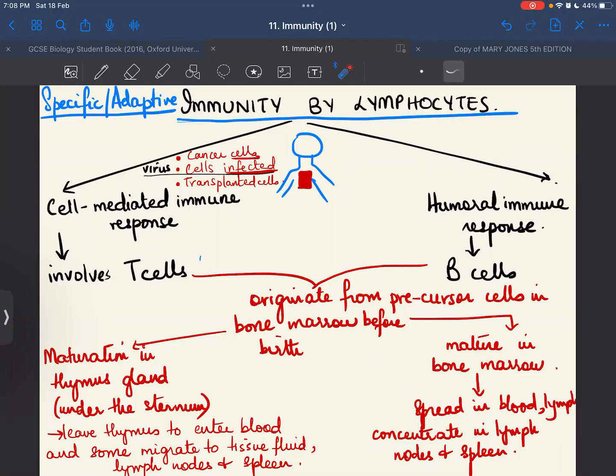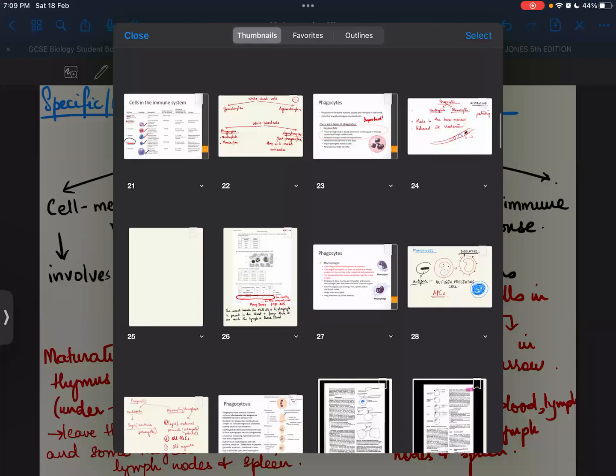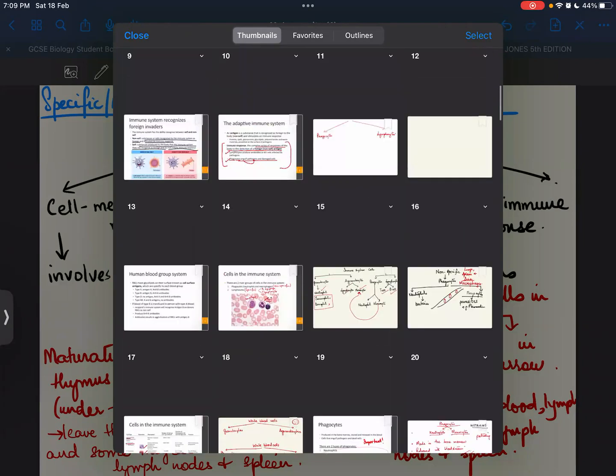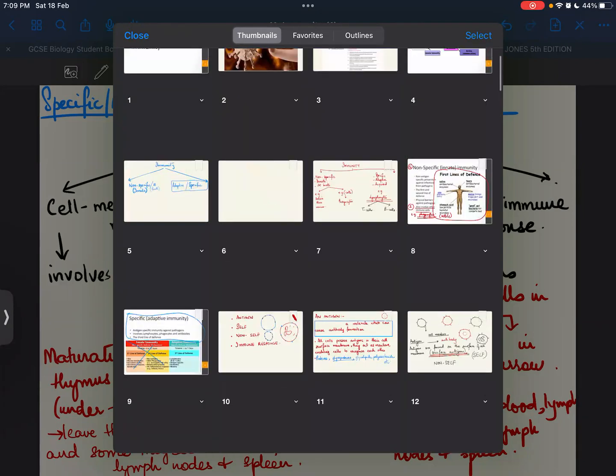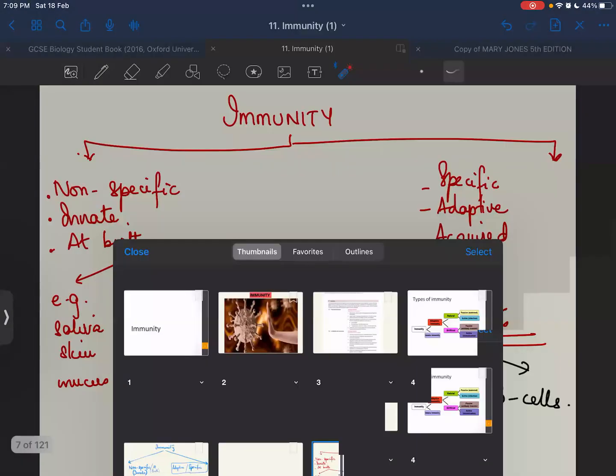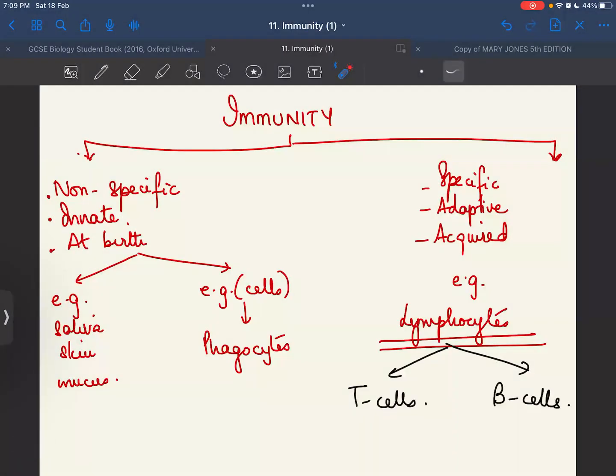Okay, so we had covered the introduction to the chapter immunity last time, right? And then within immunity, we discovered that we have two kinds of immunity. Can you tell me how many kinds of immunity there are? Do you remember, Parisha? Non-specific and specific. Non-specific immunity is present at birth, and specific immunity is the adaptive or the acquired immunity.